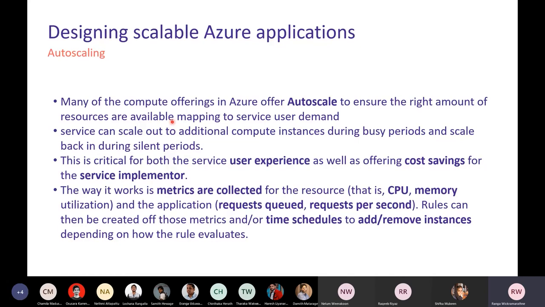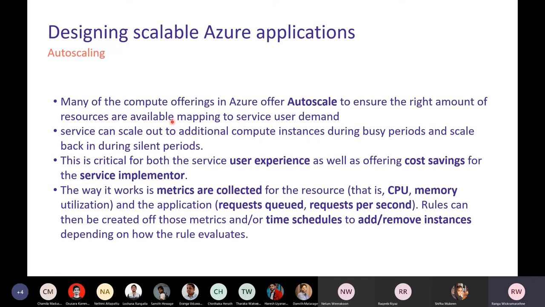This is critical for both service user experience and cost savings for the service implementer, because you need to balance that out. You can, of course, auto scale up to a certain level where you throw big cash around, but you might not get the investment back, even though you give some sort of extraordinary user experience. So you need to balance it out. The way it works, it always looks at metrics collected from each app.